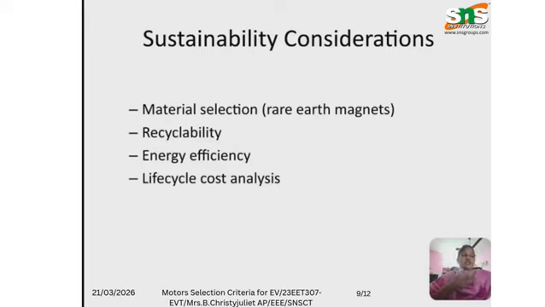Finally, we need to talk about sustainability. Modern EV designs must consider the use of rare earth materials, recyclability, because batteries cannot be recycled once they are degraded, the energy efficiency of the motors, and the life cycle cost analysis of the EV. The goal here is to design a motor that is eco-friendly and future ready.